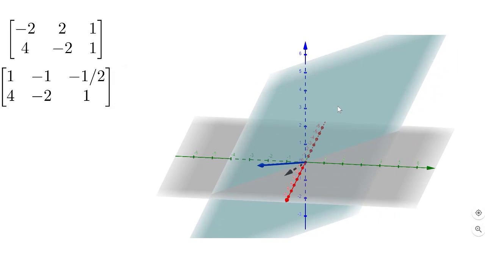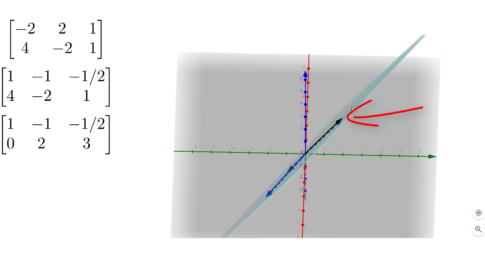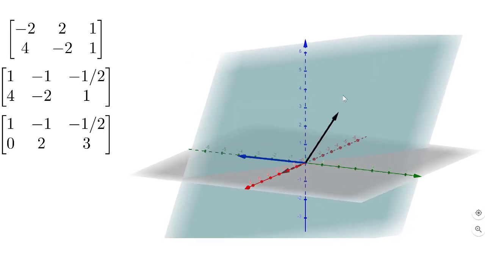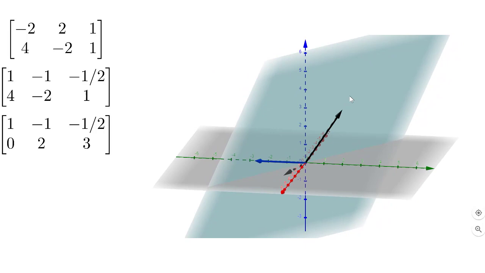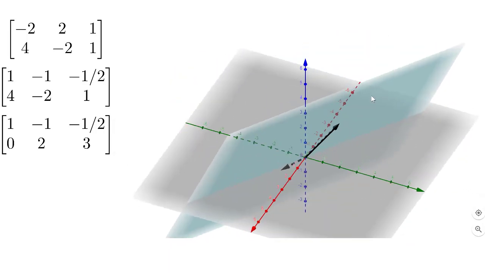Our next step might be to use the first row to wipe out the first entry in the second row. And the resulting second row, 0, 2, 3, is right here. And again, this row lies in the same plane. So this is yet another intermediate stage of the row reduction process. Now we have these two rows. So both rows are brand new, but they still span the same plane.